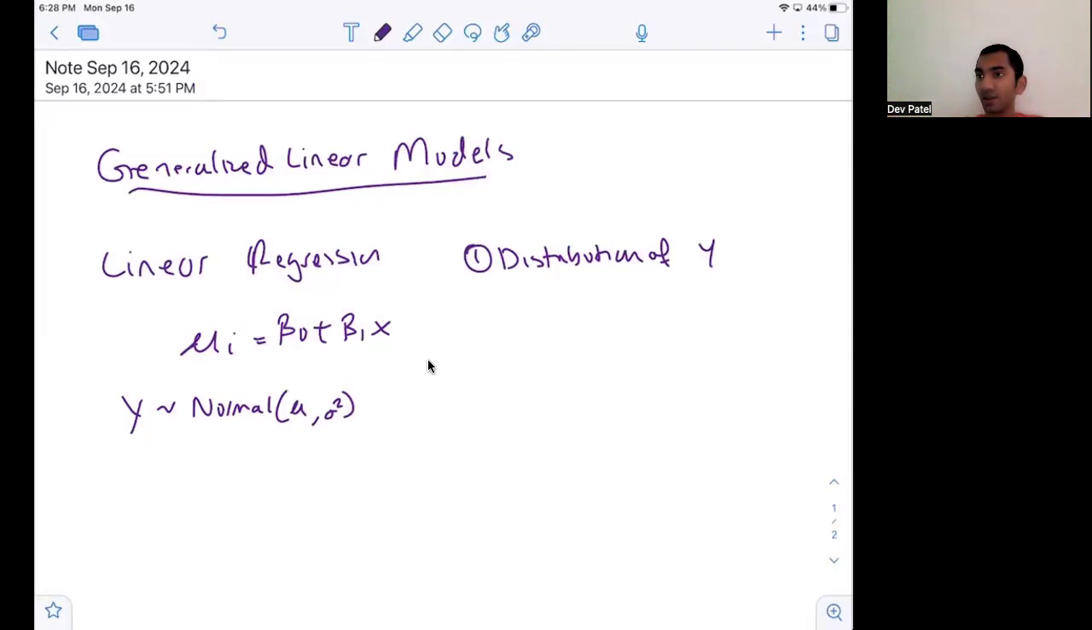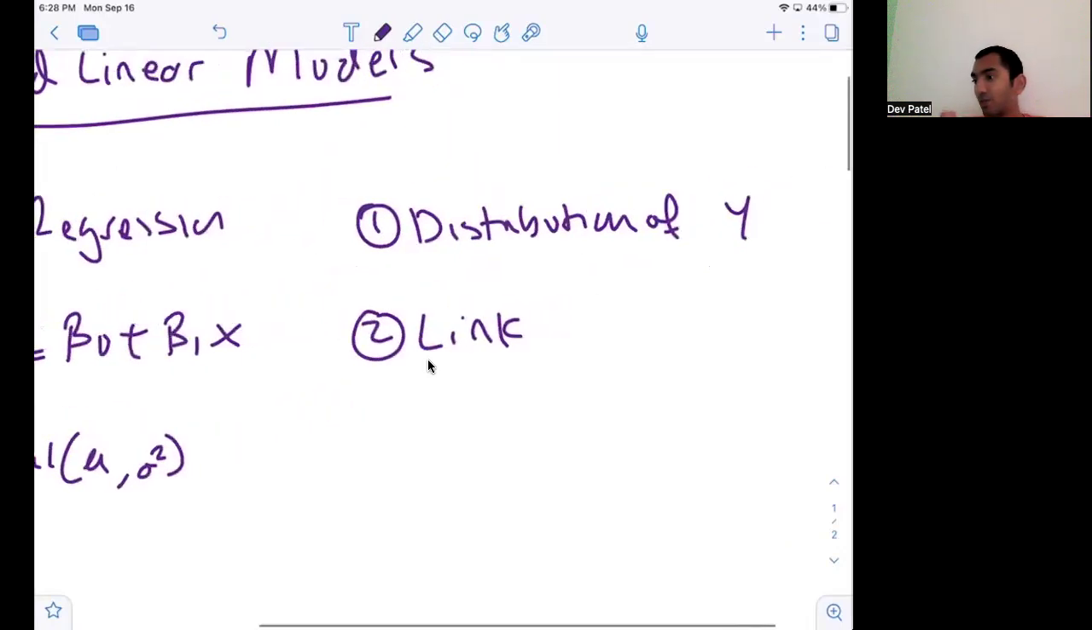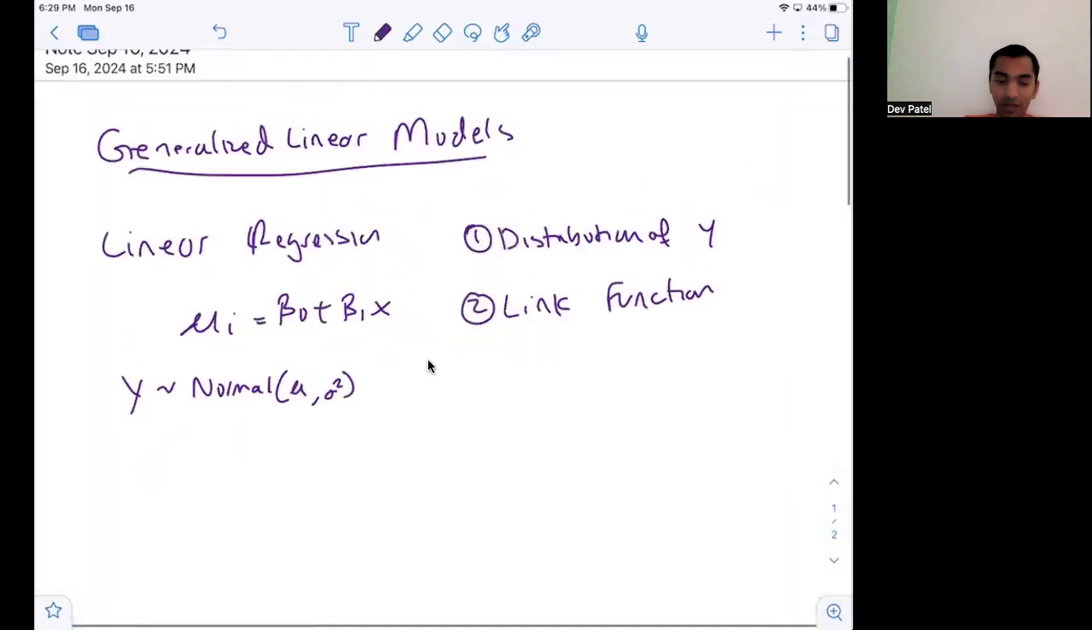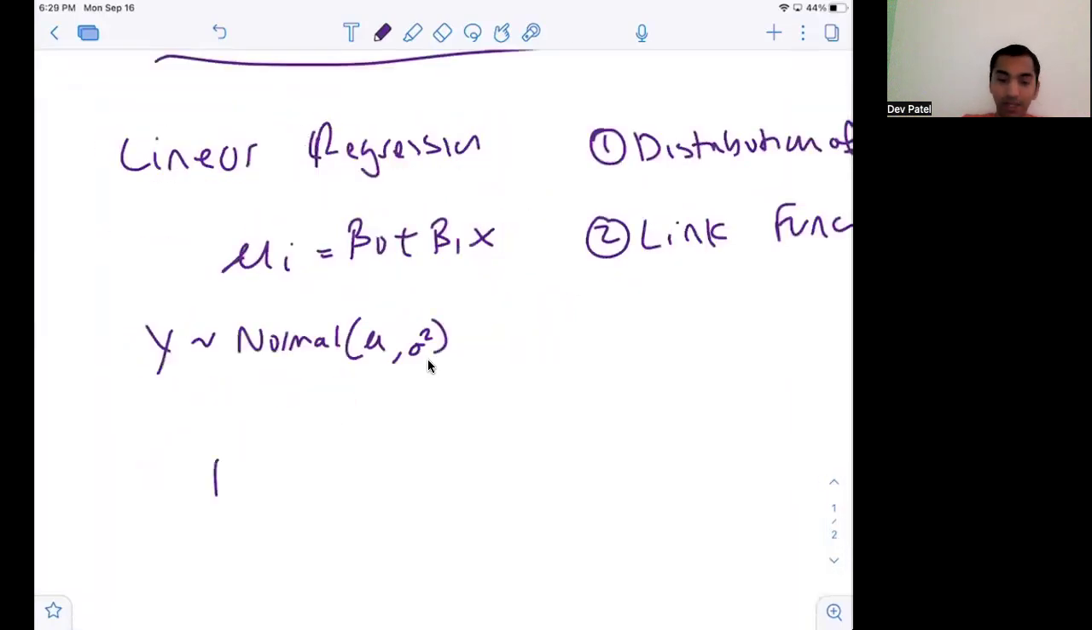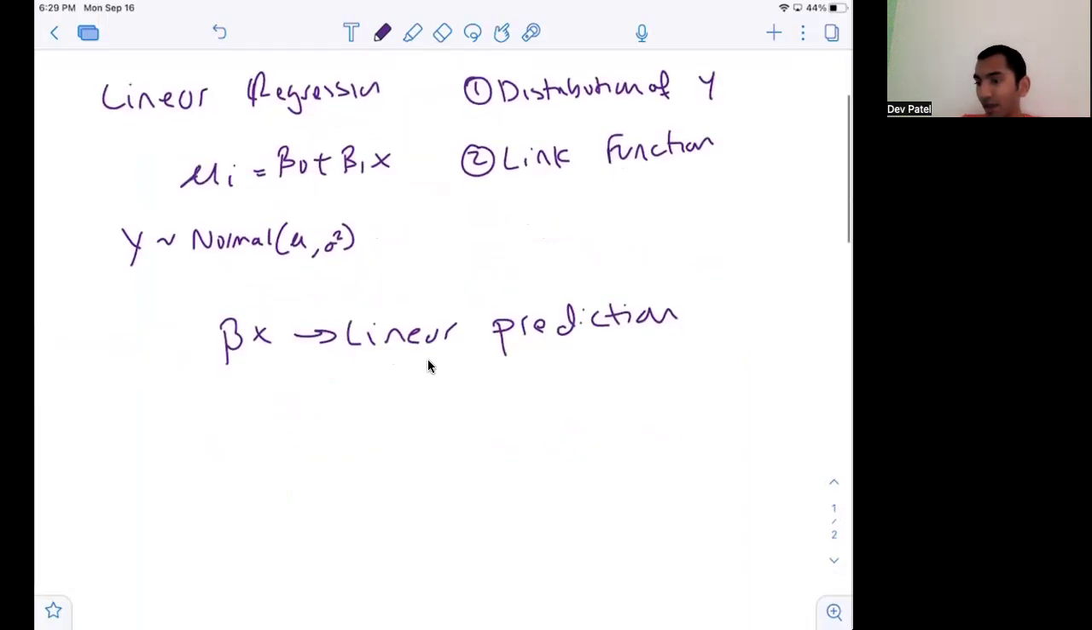Second is the link function. The link function is how the mean response of the y variable relates to the linear predictor. So this is our linear predictor, our beta_0 plus beta_1 x, or in the general form, just our beta times x. What is the relationship between our linear predictor and the mean of our response variable? That's our link function.